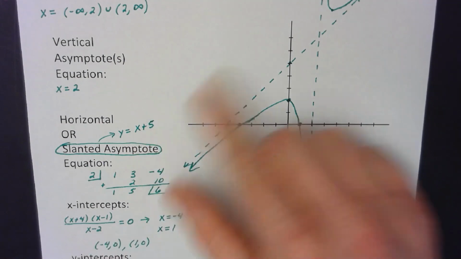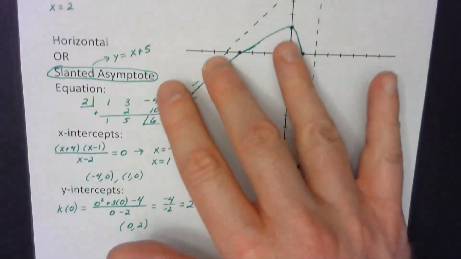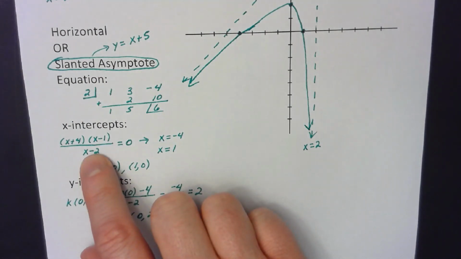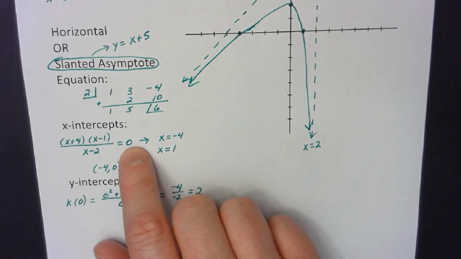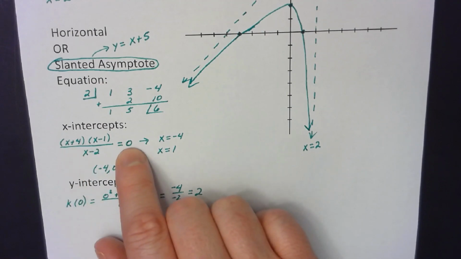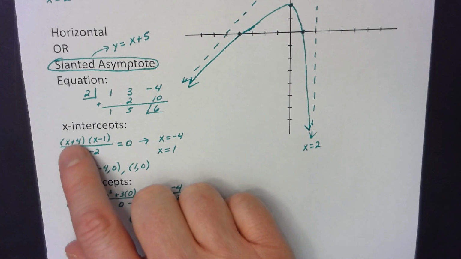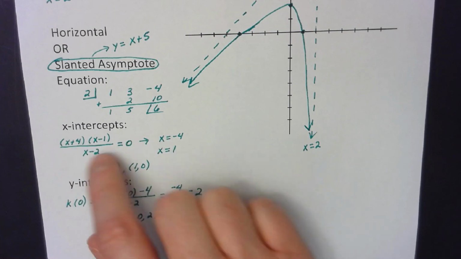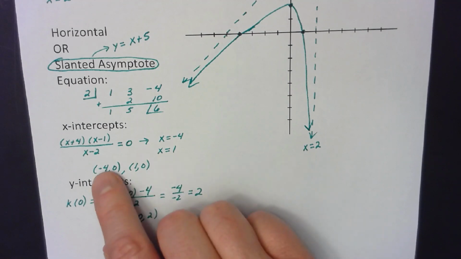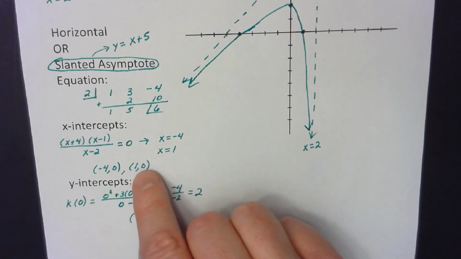Now before I worry about the graph, I need to think about my intercepts. X-intercept is always when you set your equation equal to 0. When this equation is equal to 0, it's the numerator that would equal 0. That's going to give us two solutions. You're going to have an x-intercept at -4, and you're going to have an x-intercept at +1. So I know I have coordinates (-4, 0) and (1, 0) here.